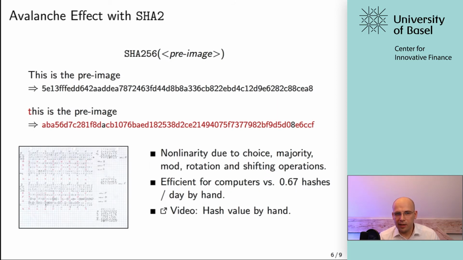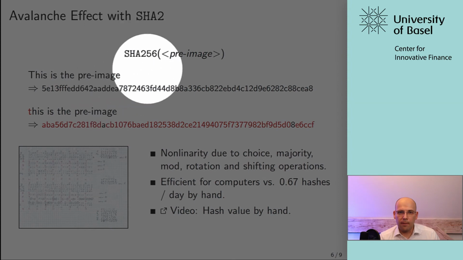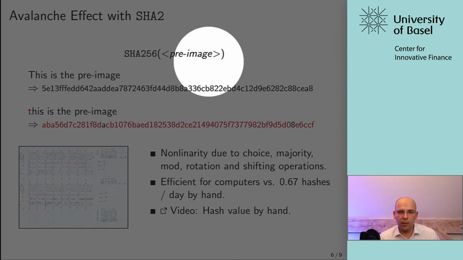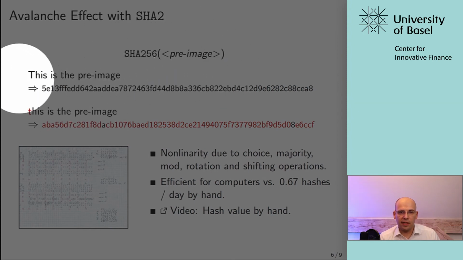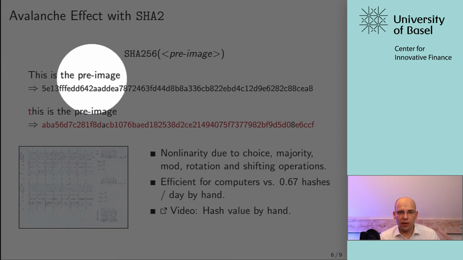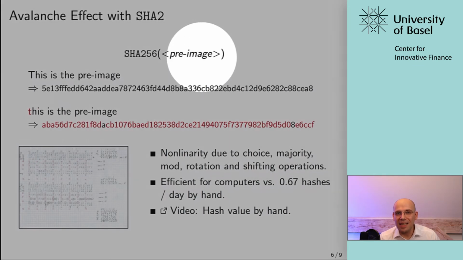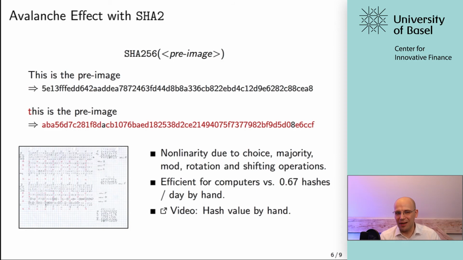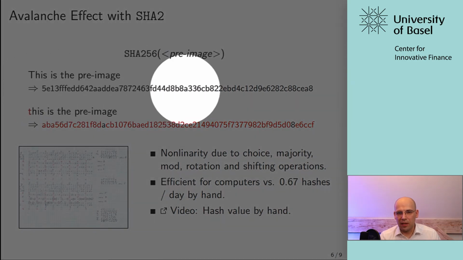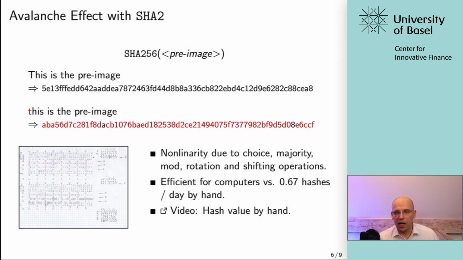So, the example of the avalanche effect in SHA-2. You have SHA-2 as the function, and here is the pre-image, so we put the text in there. Then you would end up with something like this, okay? So that would be your resulting hash value.